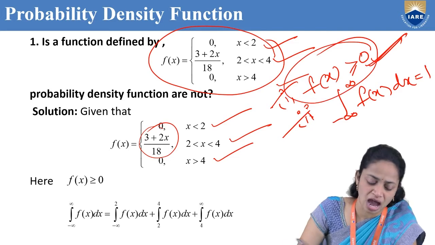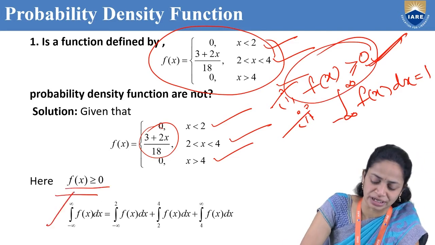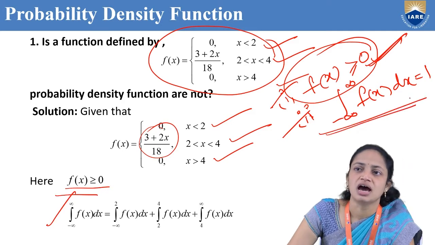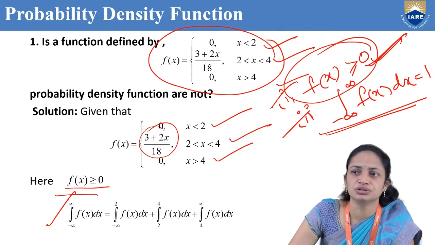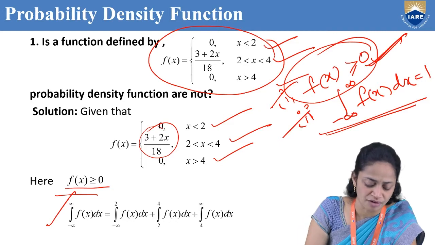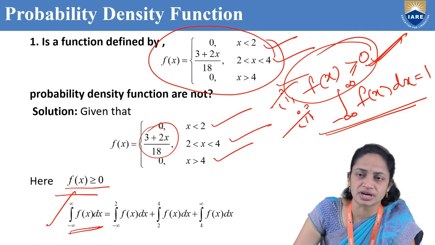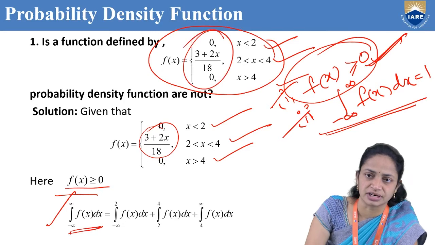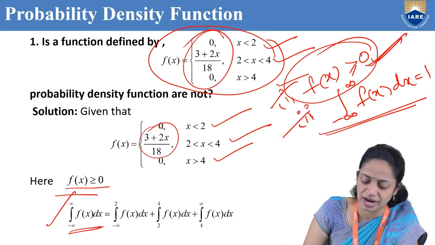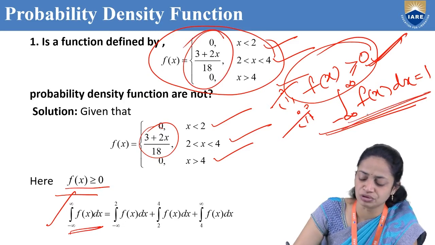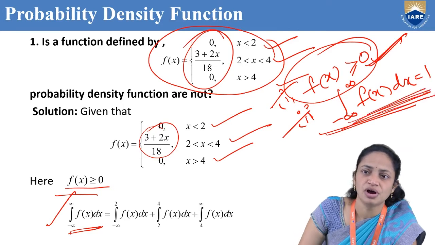Okay, now we have to go for our second property. What is our second property? Integration over minus infinity to infinity f of x dx equal to 1. So check whether the function satisfies integration over minus infinity to infinity f of x dx equal to 1. Now we have to write it. What is our function? The function is this one. Based on that function, we have to write the property and check whether it is equal to 1 or not.